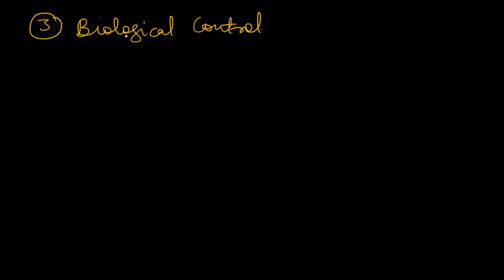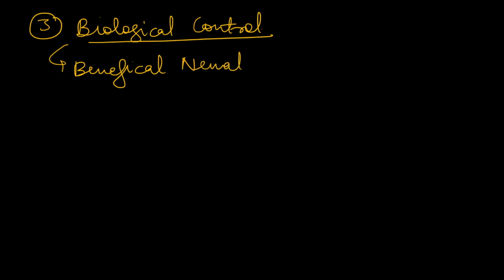Next, we can do biological control methods. Biological control methods can be used such as use of beneficial nematodes. So what happens, why I am writing the beneficial nematodes, because these beneficial nematodes compete with the dangerous nematodes, okay, or unbeneficial nematodes, or the nematodes which are harming our plants.